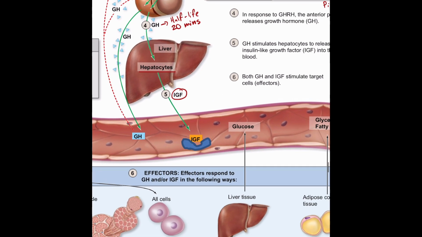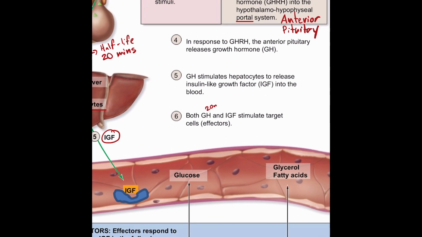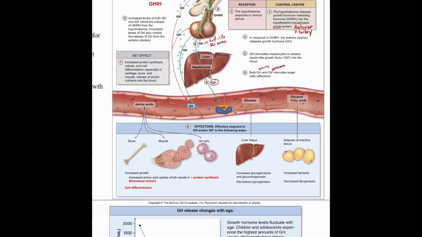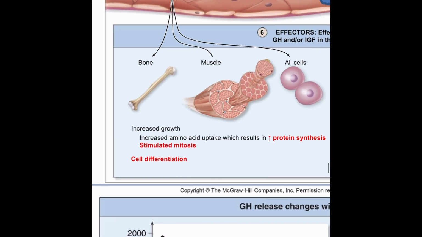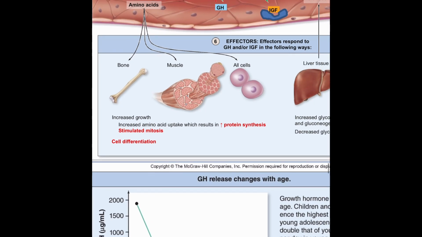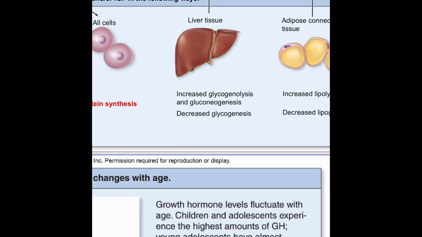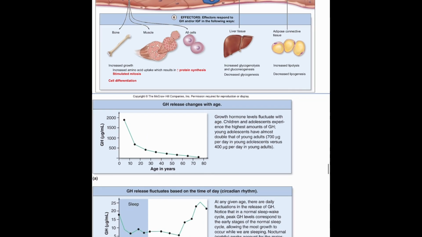And both GH, which lasts 20 minutes, and IGF, which lasts 20 hours, will stimulate target cells, right? So any cell that will bind to either IGF or growth hormone will bind to it, and then it will increase growth in bone and muscle and all the cells. It will, again, increase glycogenolysis and gluconeogenesis, and it will decrease glycogenesis. So you're using up all your glucose stores and all that stuff.